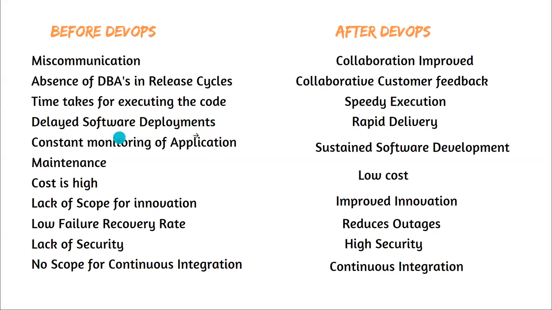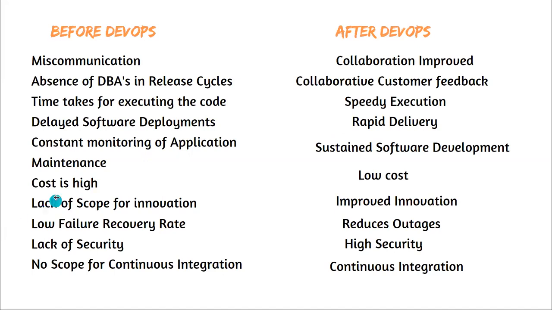Delayed software deployment. Deployment was very delayed, but now deployments are done much faster because we can do deployment by using any of the tools. We can do it within less than an hour as well. Next, constant monitoring of the application. Previously we needed to monitor the application 24/7, sitting in front of a computer. But now you need not sit in front of the computer. You can put some alert, that means if the server stopped working, then you can get a mail for it.